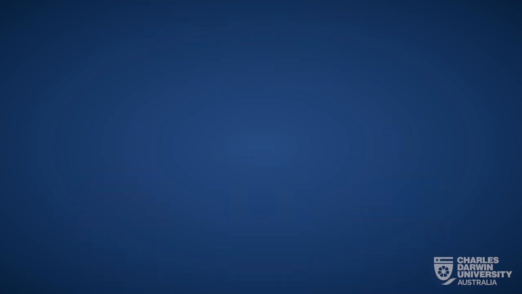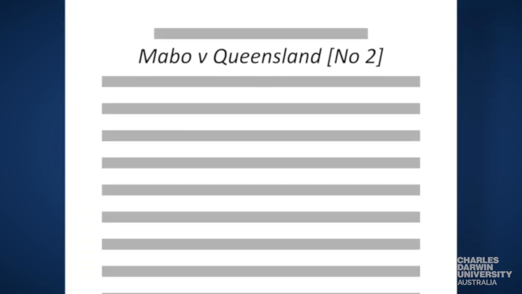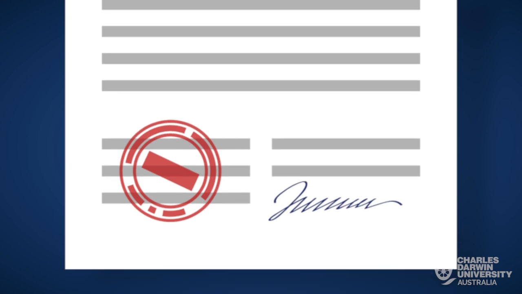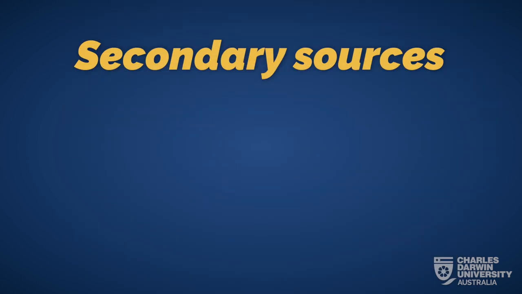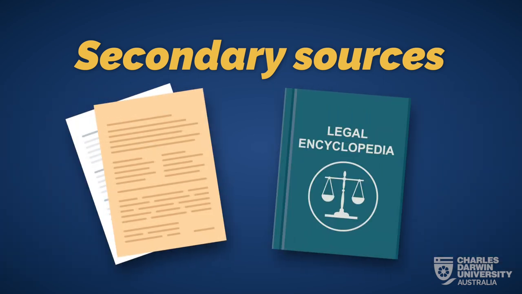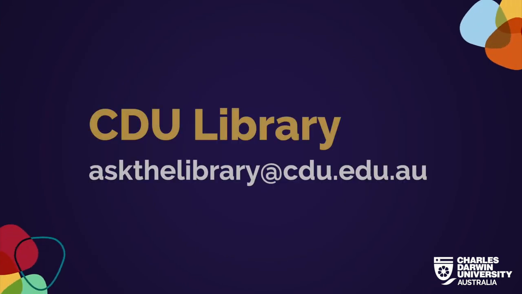Using case citators is a great starting place, but often you will need to read a case to find out more detail about why your case has been cited. You can use secondary sources like journal articles and legal encyclopedia entries to help you find out more background information on the case, including changes to legislation. If you need help noting up a case, ask us at the library.